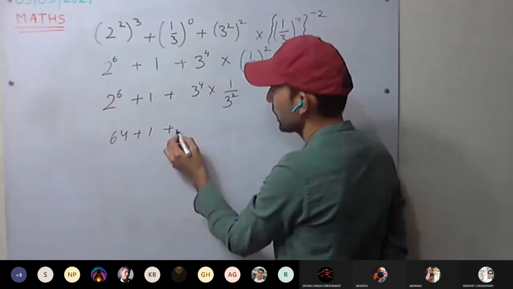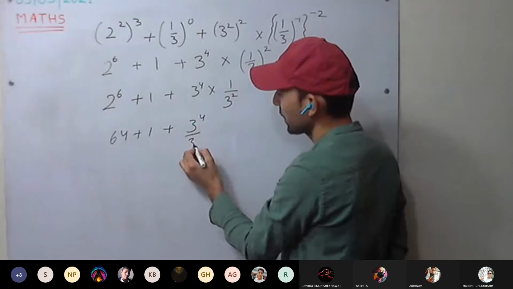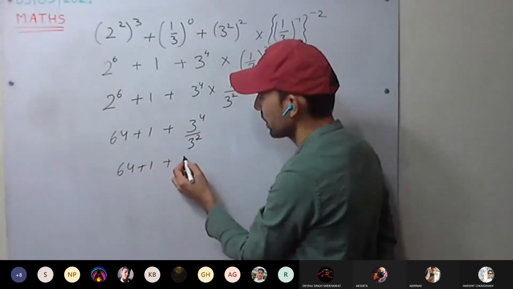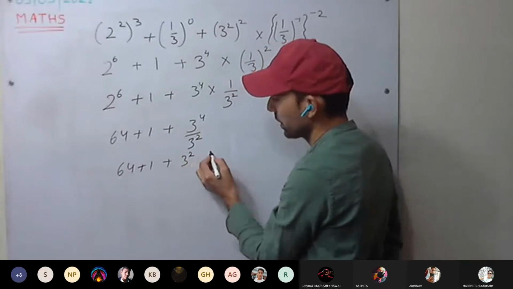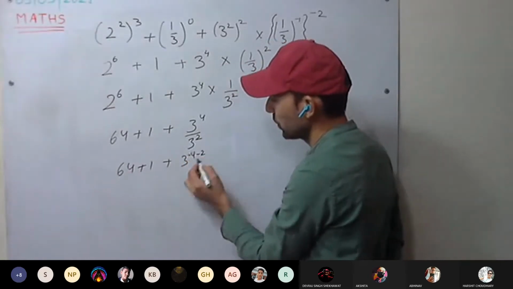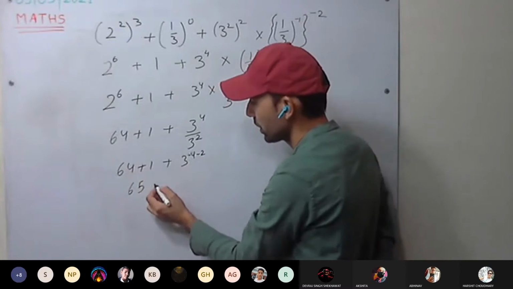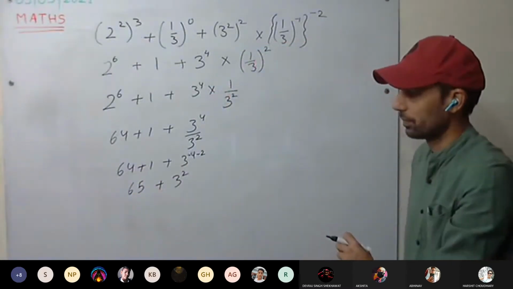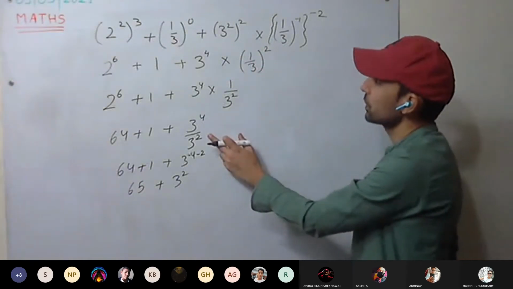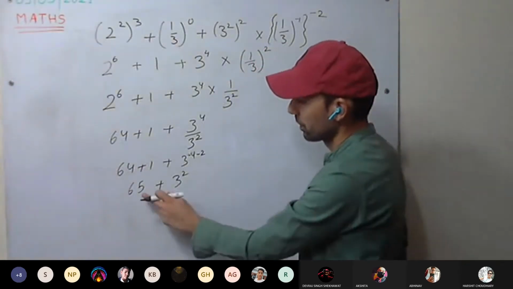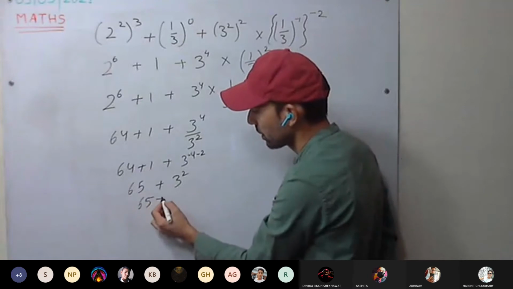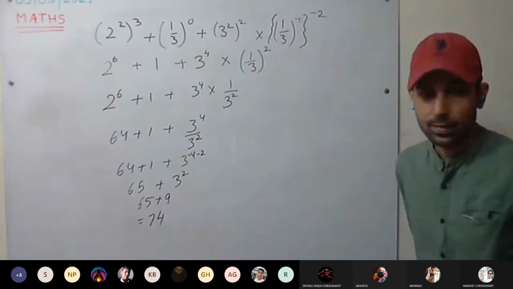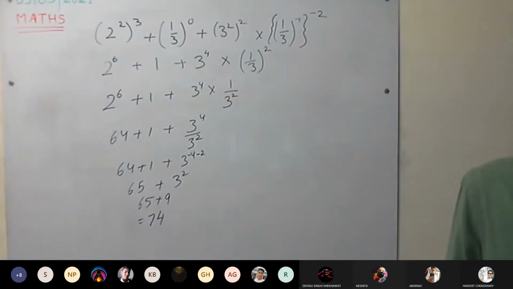64 plus 1 plus 3 raised to power 4 divided by 3 square. 64 plus 1 plus 3 raised to power 4 minus 2, that is square. I write one more step, 4 minus 2. 64, 65 plus 3 square. Understood this one? 4 minus 2, how much will it be? 65 plus 9 is 74. Is the answer correct? Okay.